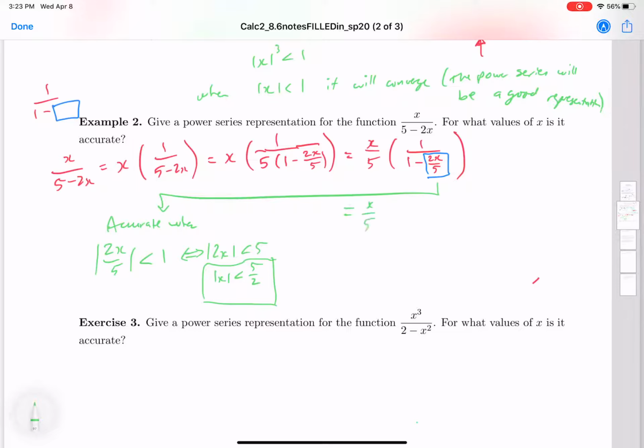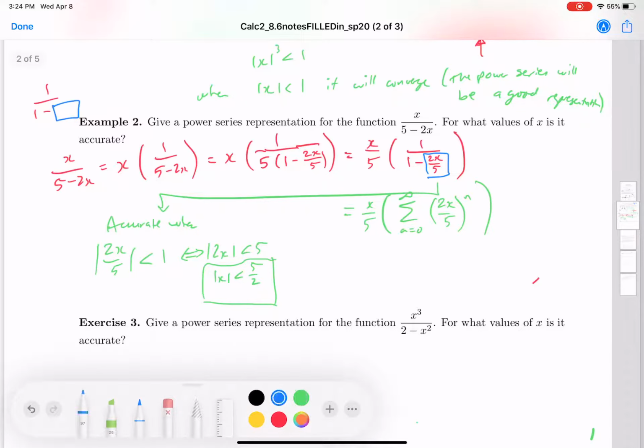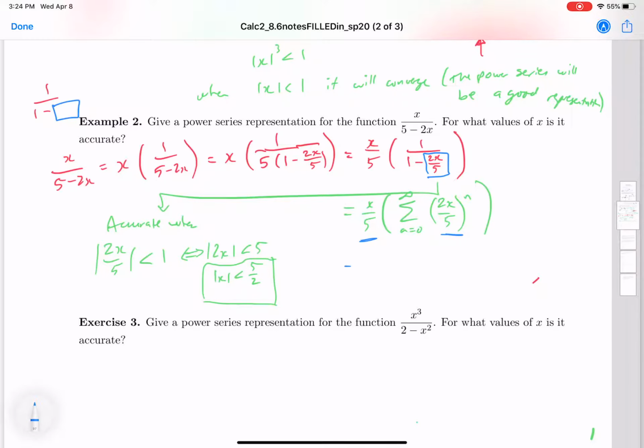Well, I have this x over 5 on the outside, and then that thing that's 1 over 1 minus blah is going to turn into my sum from n equals 0 to infinity of whatever the blah is, whatever's in the box. Here, that's 2x over 5 to the n power. And one of the things we like to do with these, this is technically correct, but it does have this x over 5 on the outside, and it's also got x's and 5's on the inside. So we typically bring that in.